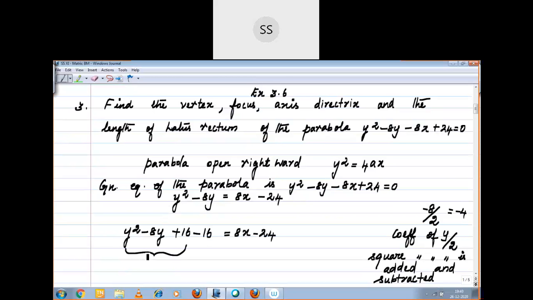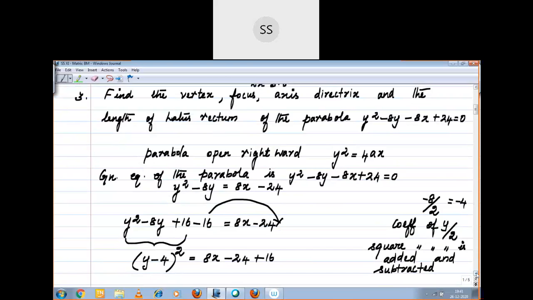Now, you compare these three. You have to combine these three and write it in terms of identity. That is a minus b the whole square identity. What can you get? You see, y minus 4 the whole square equal to, shift minus 16 to this side, 8x minus 24 plus 16. Right?